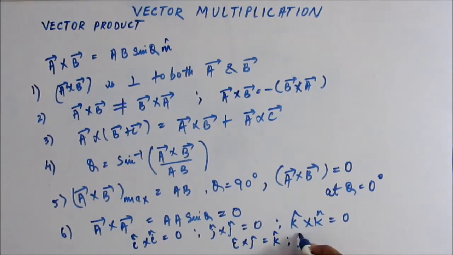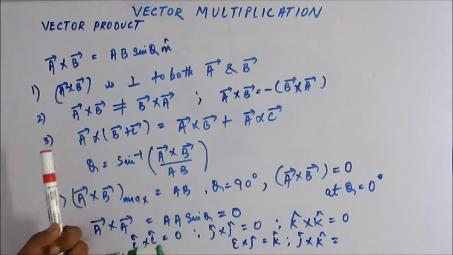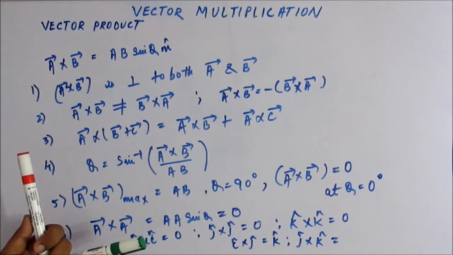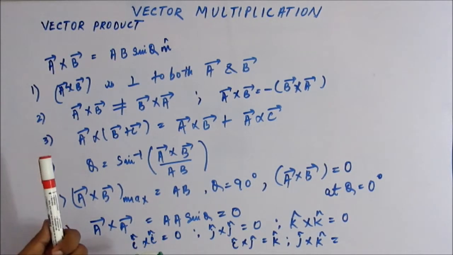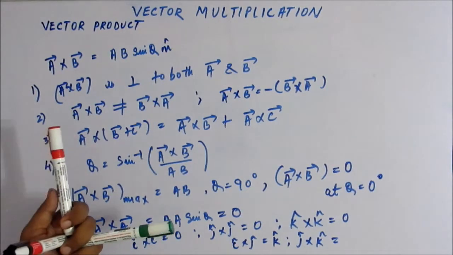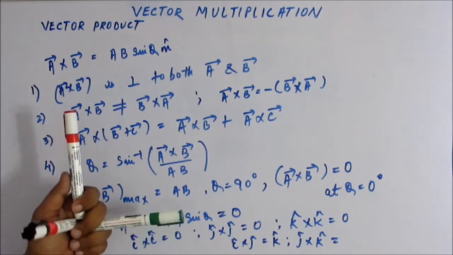Similarly, you find j cross k. Can you find j cross k? This is j and this is k. J cross k. Curl your right palm from j to k. Do that, please. Don't just sit back and listen. Move yourself, push yourself. From j to k, you have to curl your right palm.